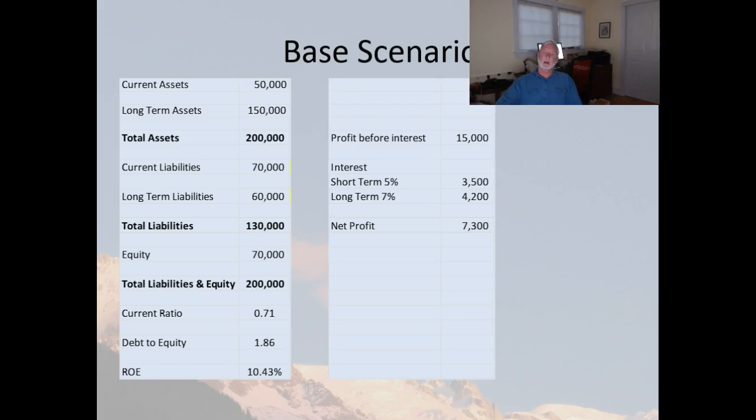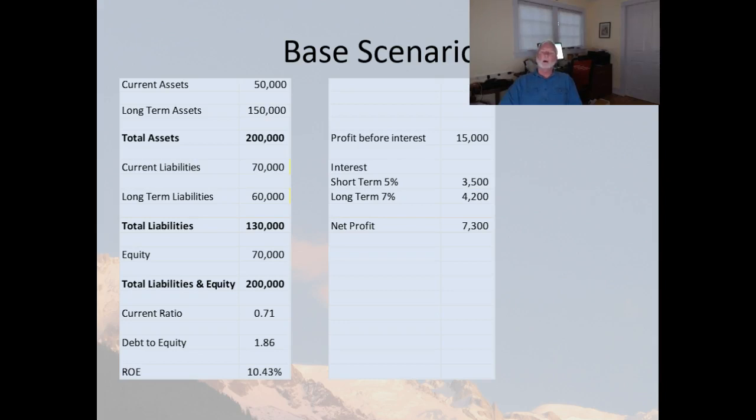So here's the base scenario. This is a company that has $50,000 in current assets, $150,000 in long-term assets, or total assets of $200,000. It has $70,000 in current liabilities. It has $60,000 in long-term liabilities, total of $130,000, and it has $70,000 in equity. So the total liabilities and equity are $200,000, total assets are $200,000, balance sheet balances.